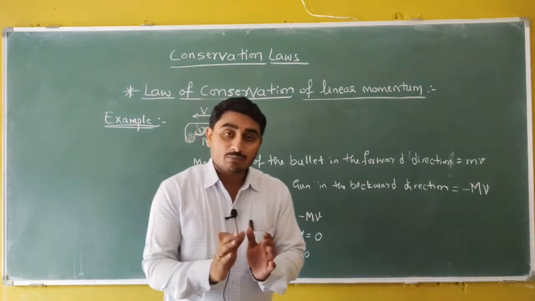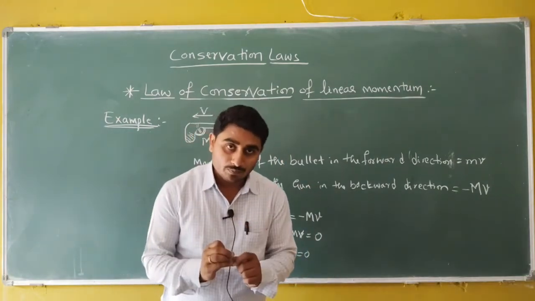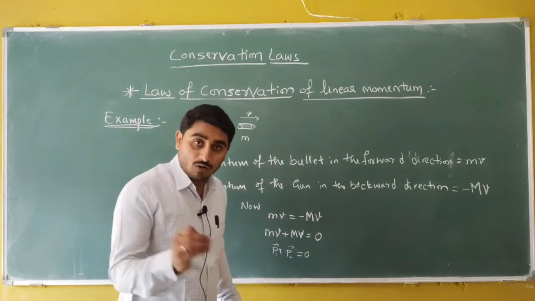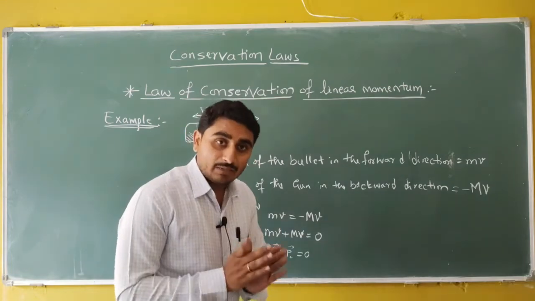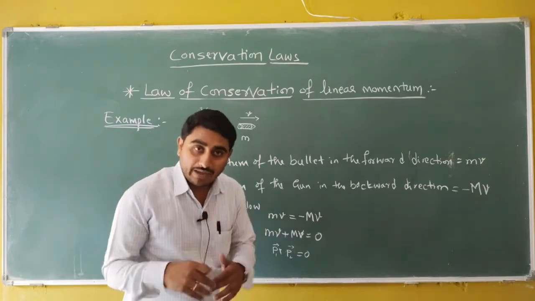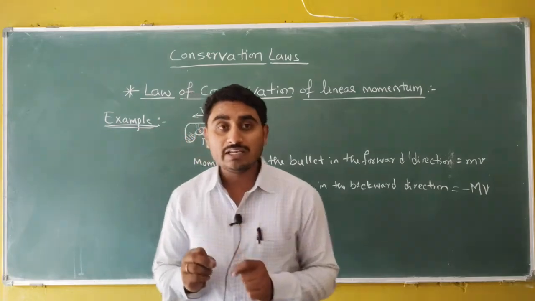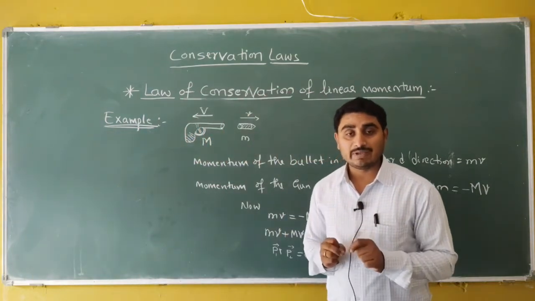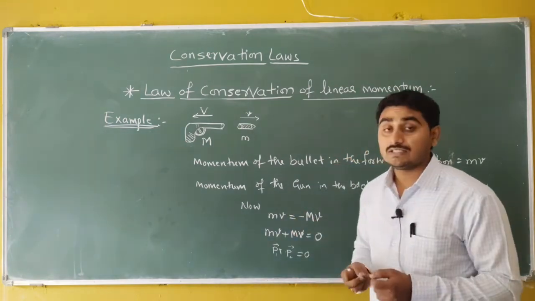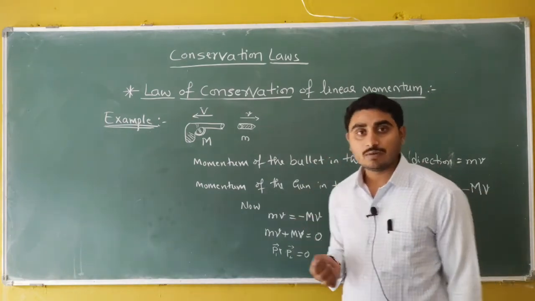Means the total linear momentum of the body remains constant. So that's why it becomes 0. Right? What does it mean to remain constant, that is, to be conserved? Before firing the bullet, the linear momentum is 0. After firing the bullet, the linear momentum is again 0. So what it means is the total linear momentum of the system of bodies remains constant, or we can say the linear momentum of the system is conserved. This is an example for the law of conservation of linear momentum.